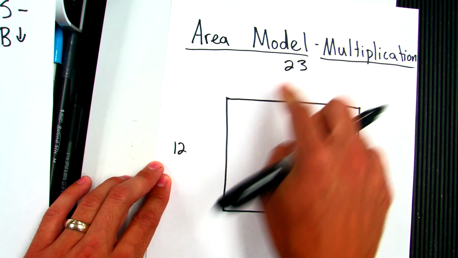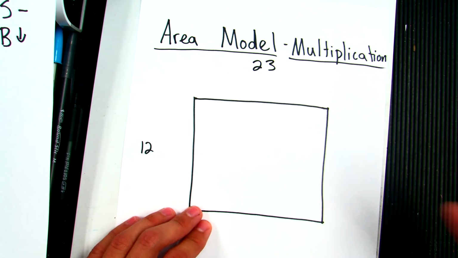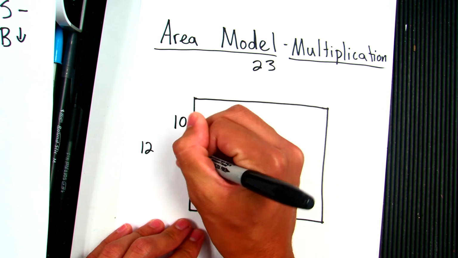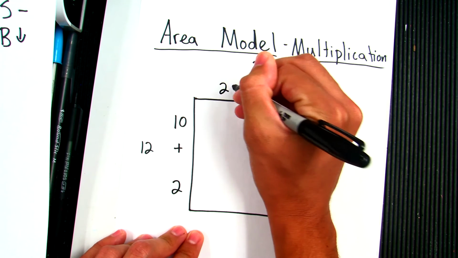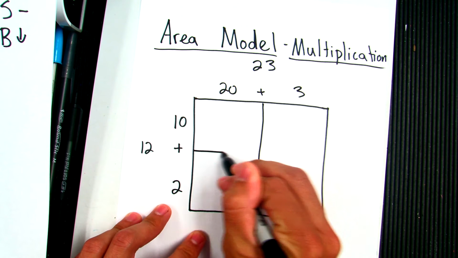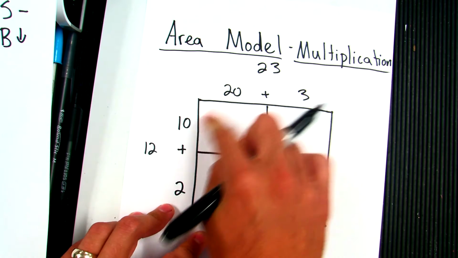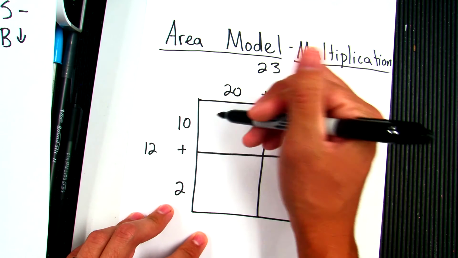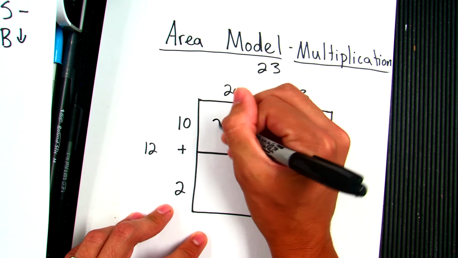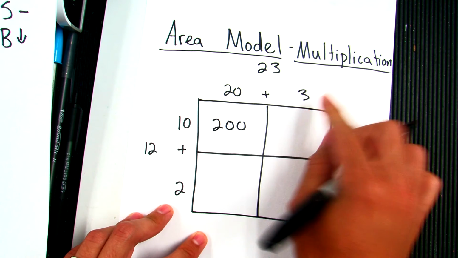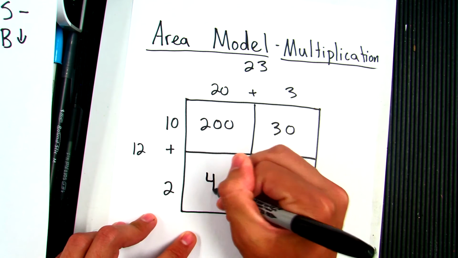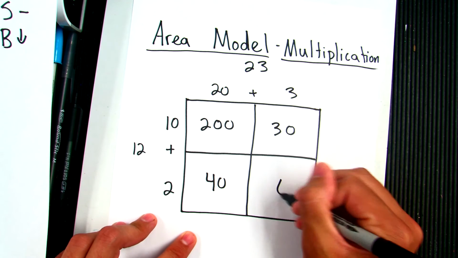But in order for area model to work, it has to look like partial product. So I have to split my 12 up into expanded form: 10 plus 2, 20 plus 3. Every spot I see an addition sign, I'm going to put a line. Now I need to multiply, like area, length times width. 20 times 10, that's 200. 10 times 3, that's 30. 2 times 20 for this box, that's 40. 2 times 3, that's 6.